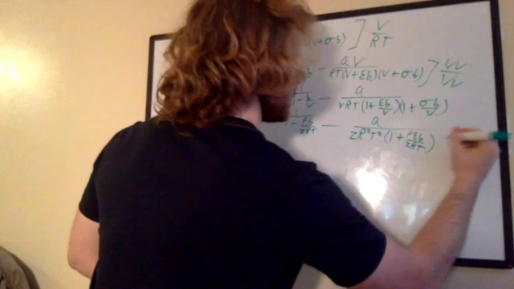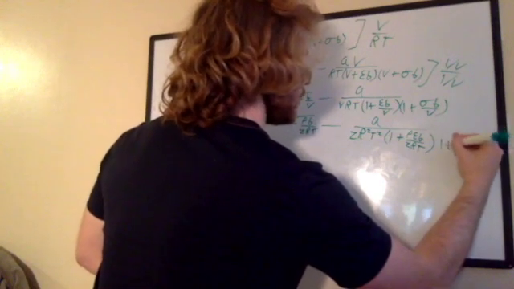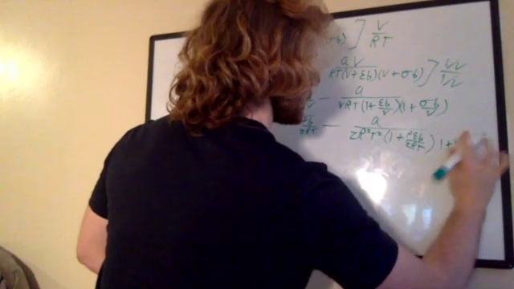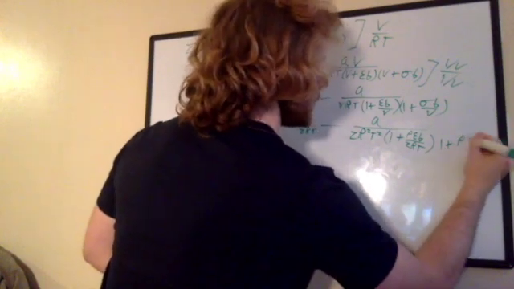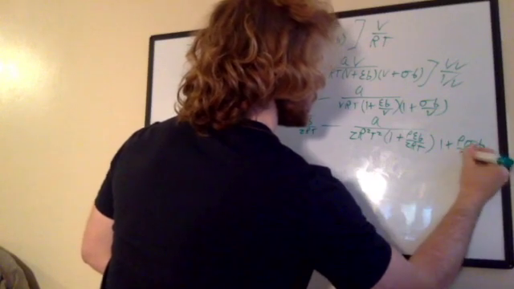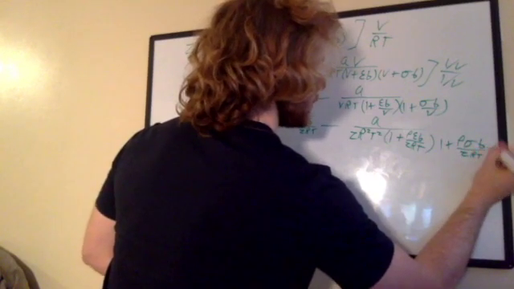And that is going to be multiplied by 1 plus sigma. Get the P out front. P times sigma b over zRT. There we go.